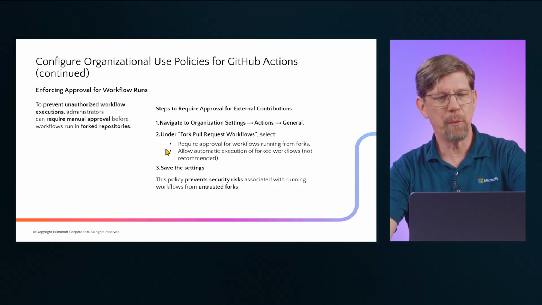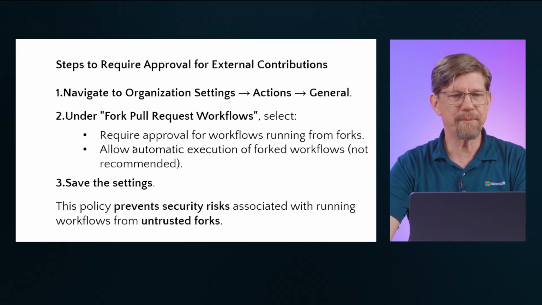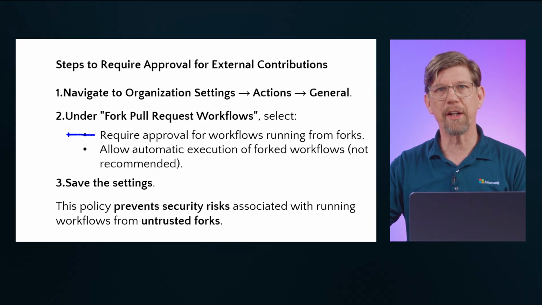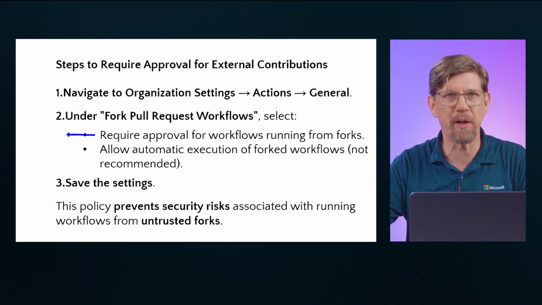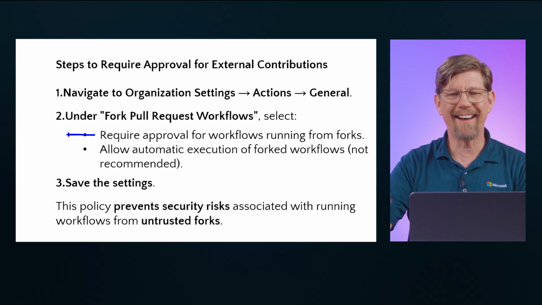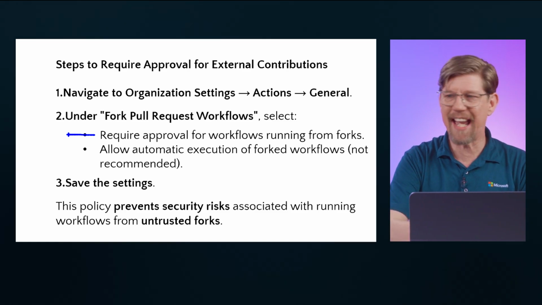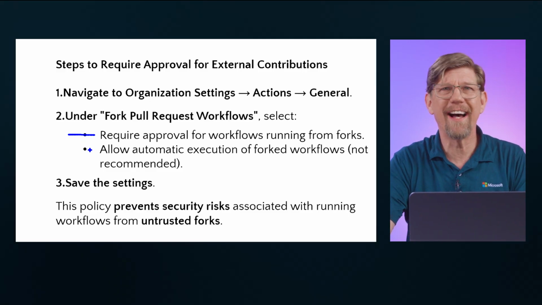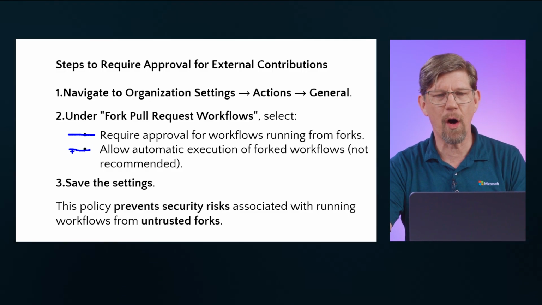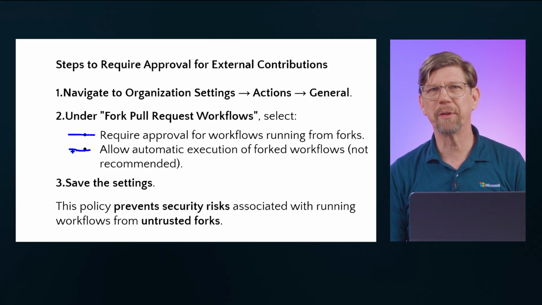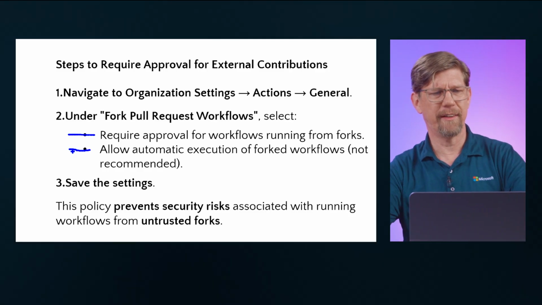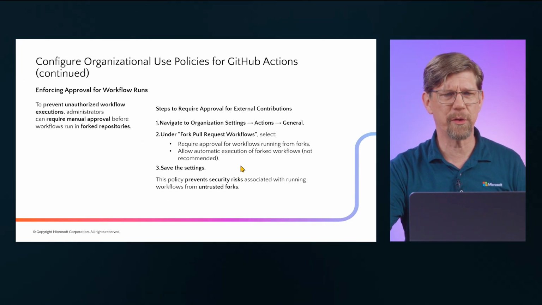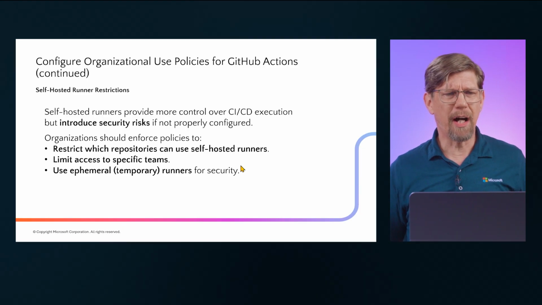Under that, we can go ahead and set some settings to require approval for workflows from running on forks. This makes a tremendous amount of sense, that someone has to take a look at being able to say yay or nay, this should run, this shouldn't. There's also a, nope, it's fine, I trust the world, allow automatic execution of forked workflows. Probably shouldn't really be a thing. We'll talk more about arbitrary code and execution coming up.